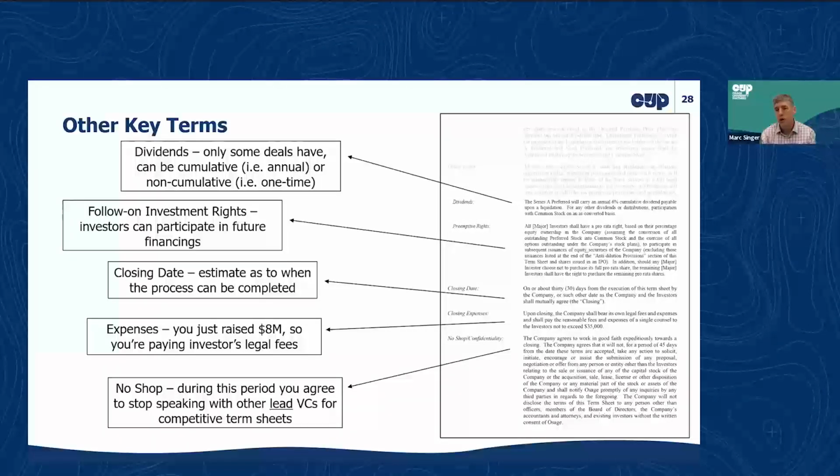There's also an expense clause that says that the company will pay the investor's legal expense, and that's pretty normal, but you only want to pay it for one investor. So if you have 3 new investors, generally you only want to pay the expenses for the lead investor.